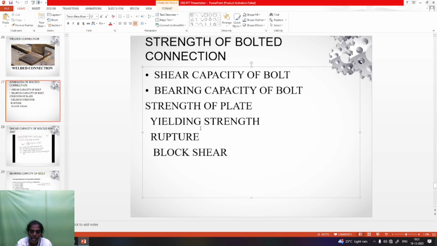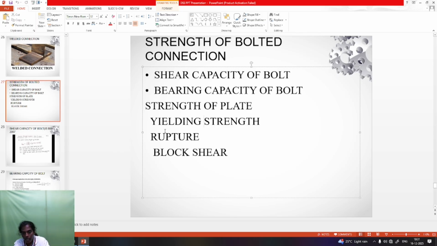It is in your IS 800 2007 code book, page number 32. So AG FY divided by gamma M naught is the yield strength formula. AG means overall cross area. These three are the plate strengths. The above two are normally for the bolt connection. The first one is yield, on page number 32. The formula is AG FY divided by gamma M naught.